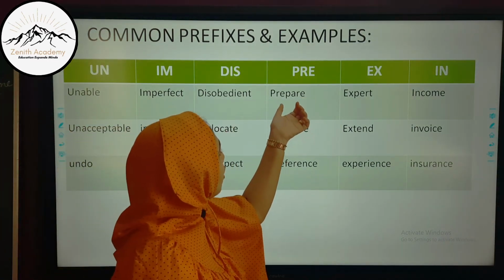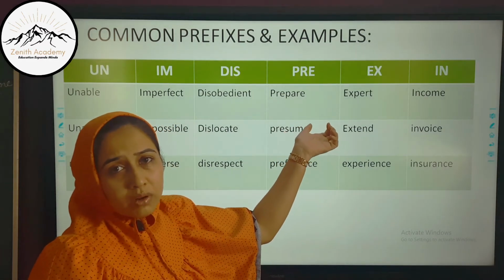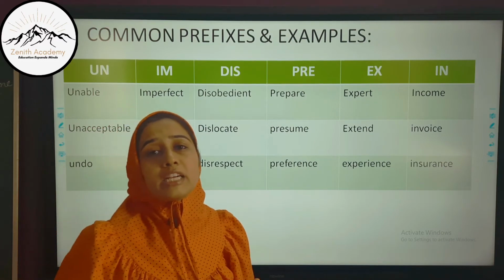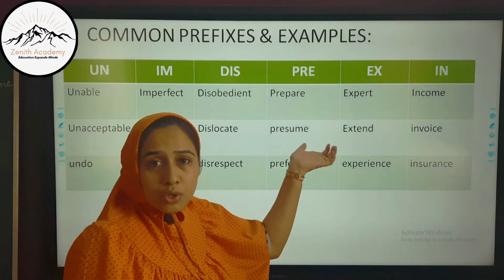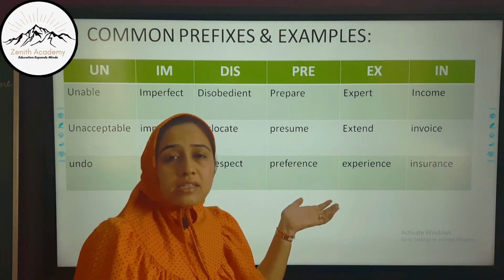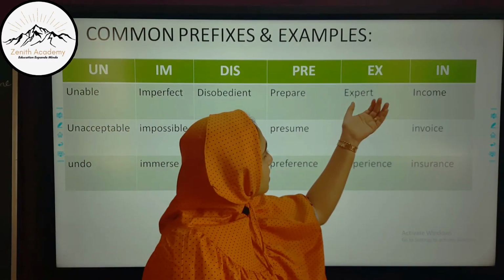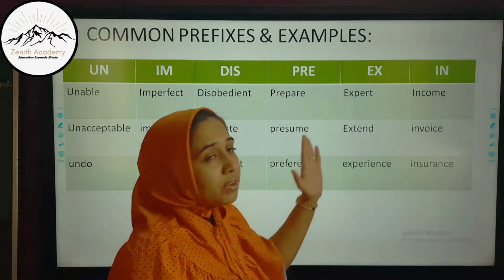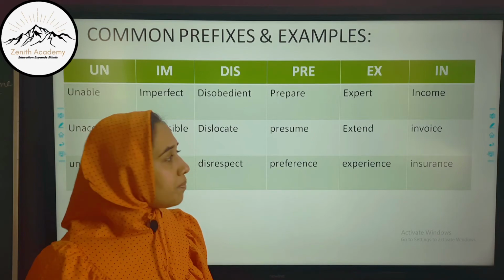Pre. Now prepare. In this, pare is a bound stem root word, and when you add the prefix pre, it makes a new word, that is prepare. Presume. Here also sume is a bound stem root word. Preference. So ference is also a bound stem root word. Next one is ex. Expert, extend, experience. When you remove the prefix ex, all the root words are bound stem root words.